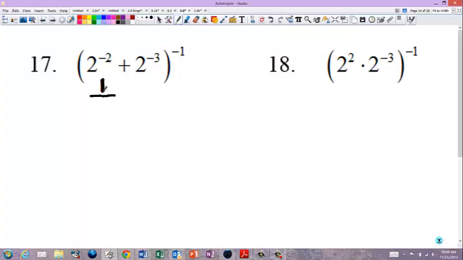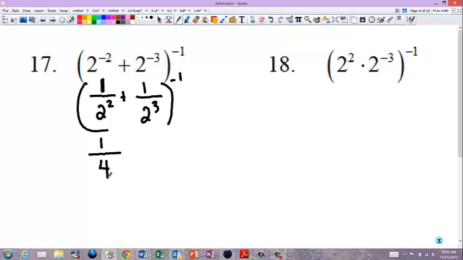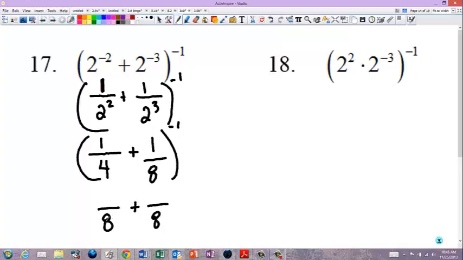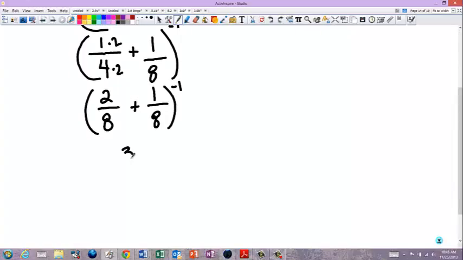Let's do it in black. That'll be 1 over 2 squared plus 1 over 2 cubed to the negative 1, which is 1/4 plus 1/8 to the negative 1. The common denominator would be 8. This one you multiplied by 2, so that'll be 2/8 plus 1/8 to the negative 1, which is 3/8 to the negative 1, which is 8/3.